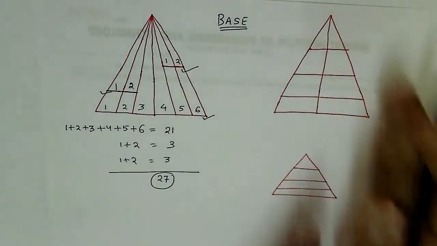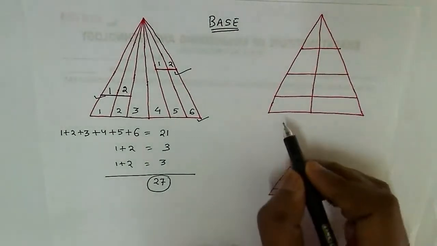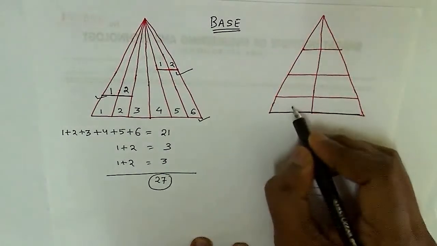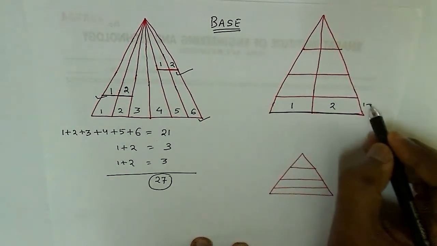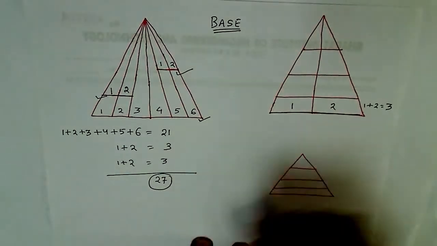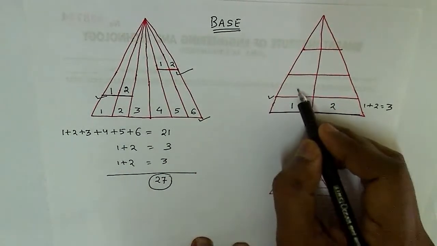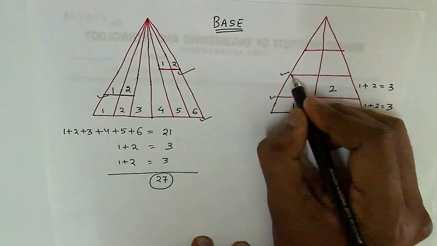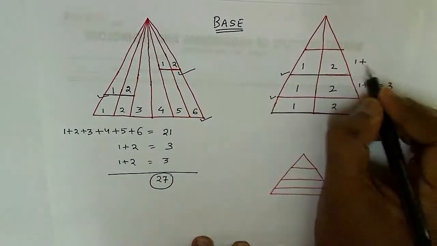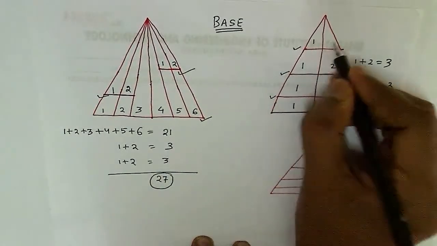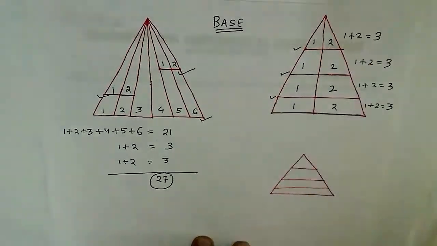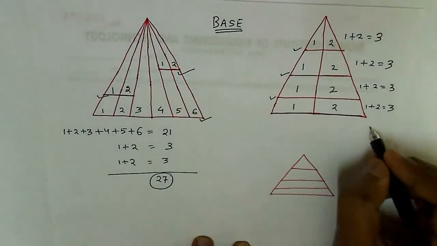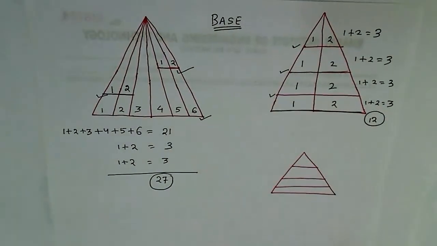Okay. Now, the same thing we will implement over here. First, we will take this base. In this base, how many triangles are there? This is 1, this is 2. So 1 plus 2 is equal to 3. Again, in the second base, this is 1, this is 2, so 1 plus 2 equal to 3. Again in this base, 1, 2, so 3. Again over here, 1, 2, so 1 plus 2 equal to 3. Now if you add all these, 3 plus 3 plus 3 plus 3, you will get the answer 12.